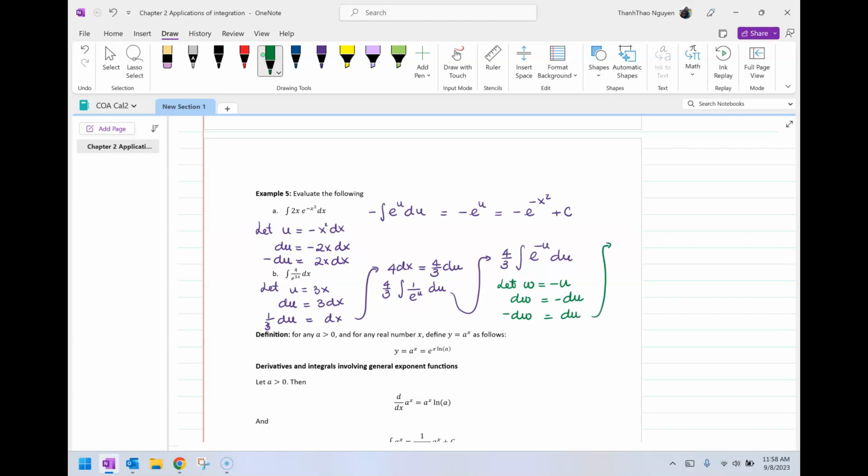I can rewrite my equation as negative 4/3 the integral of e to the w dw. So this is equal to negative 4/3 e to the w. That is the same as saying negative 4/3 e to the negative u. And negative u, that is negative 3x. So negative 4/3 e to the negative 3x plus a constant.